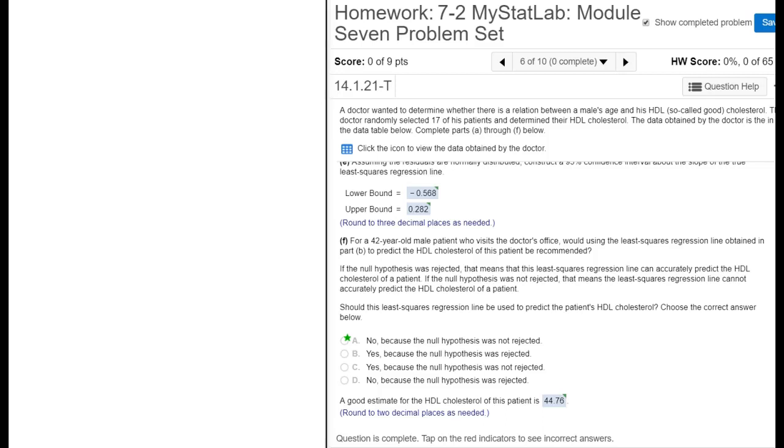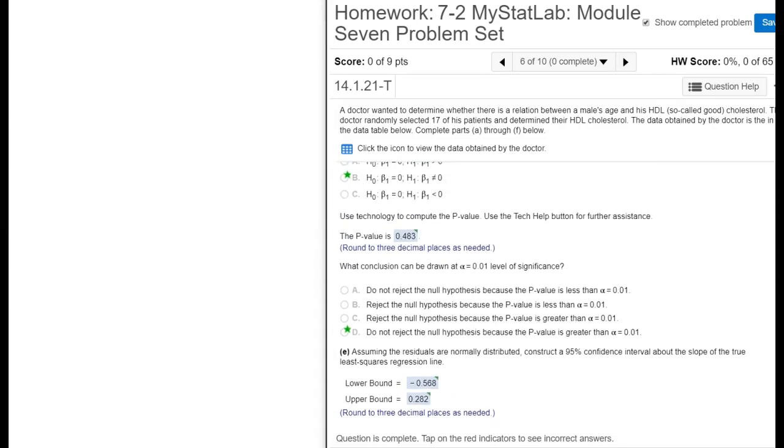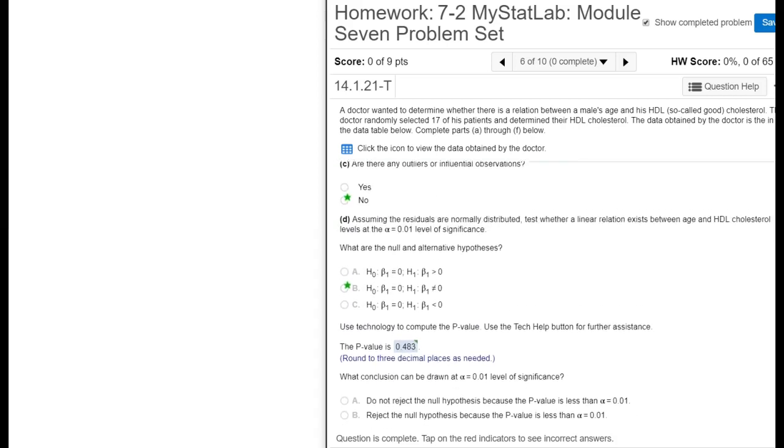All right, so for part F of this problem, I'm just showing you the result here, and I'm going to explain how we got this result for F on question 6 from the 7-2 MyStatLab homework. So notice that on part, I believe it's D. Let me go up here. Part D.